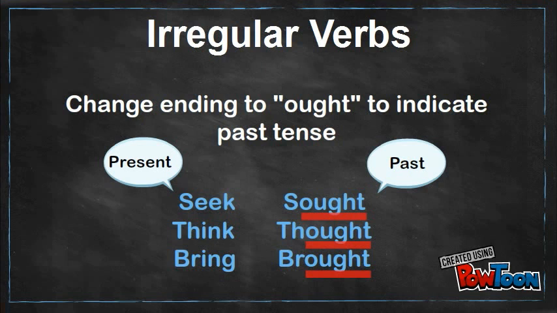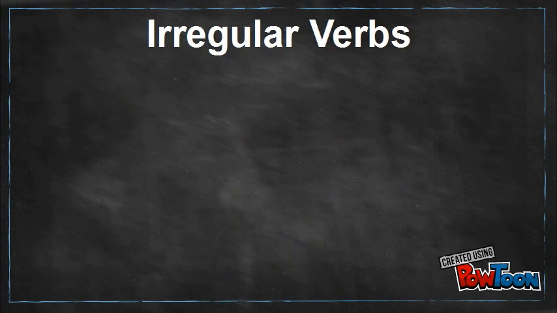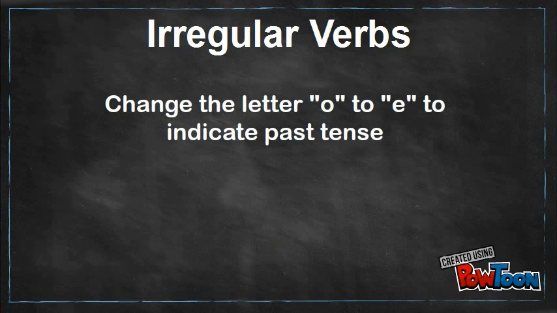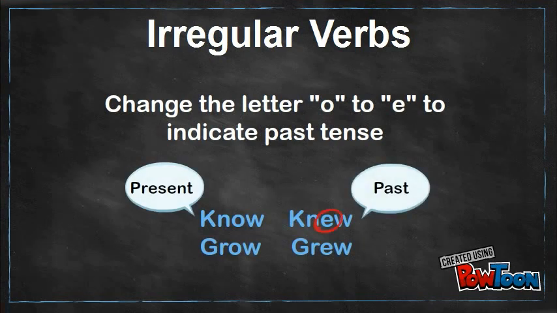Finally, in academic English, you will also sometimes use irregular verbs that end with the letters OW. For example, know and grow. To change these verbs into past tense, you need to change the letter O to an E. So know becomes knew and grow becomes grew.